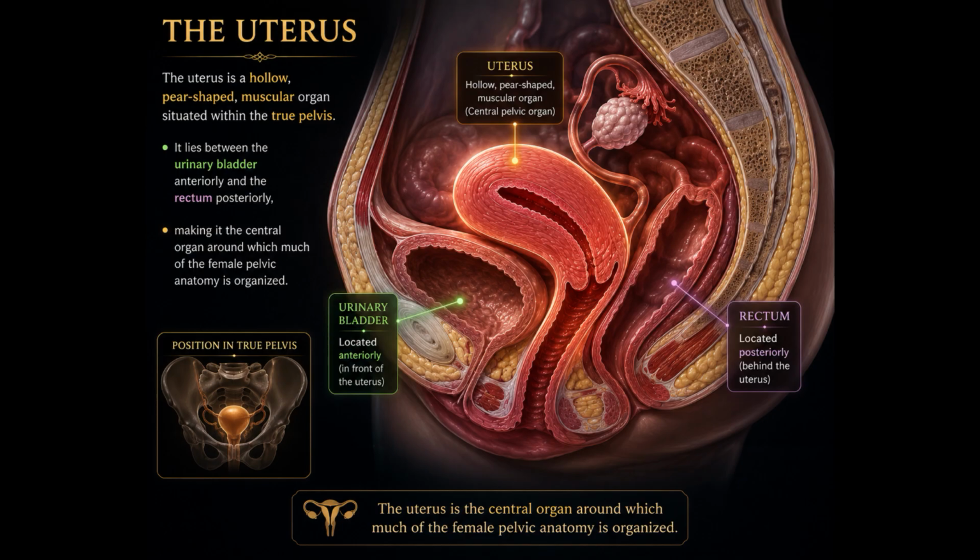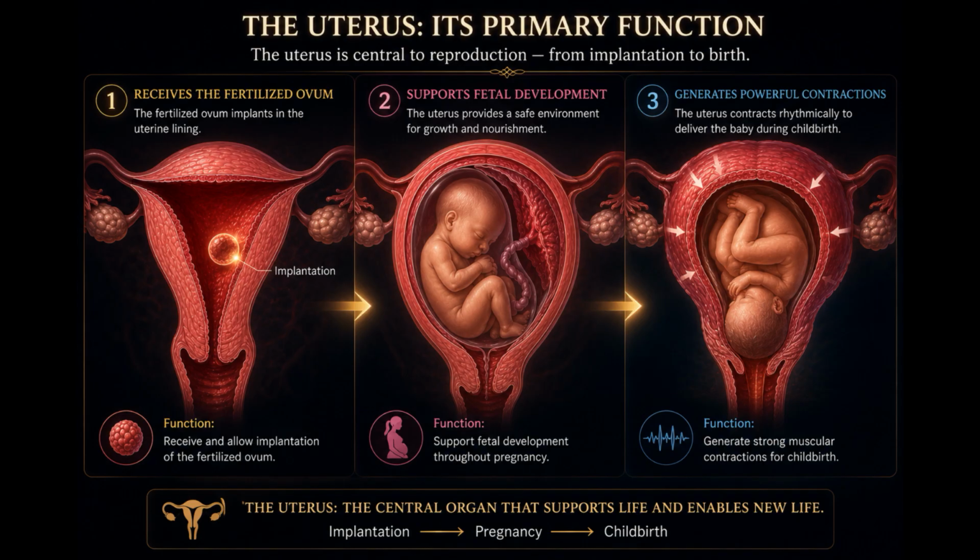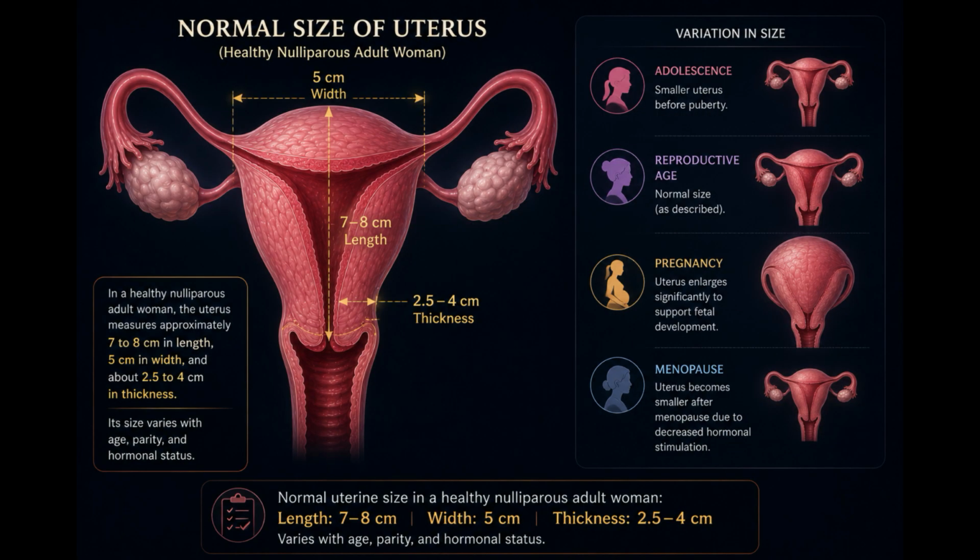It lies between the urinary bladder anteriorly and the rectum posteriorly, making it the central organ around which much of the female pelvic anatomy is organized. Its primary function is to receive the fertilized ovum, support fetal development throughout pregnancy, and generate the powerful muscular contractions necessary for childbirth.